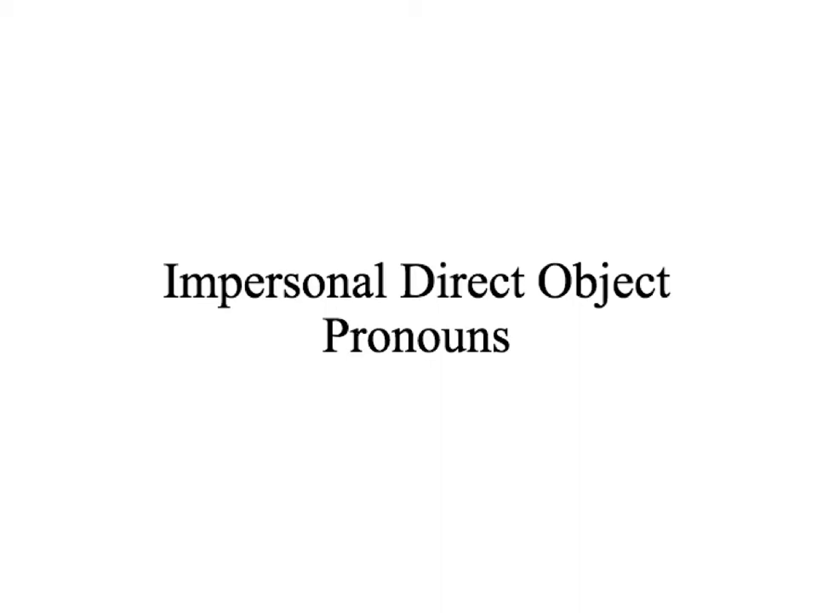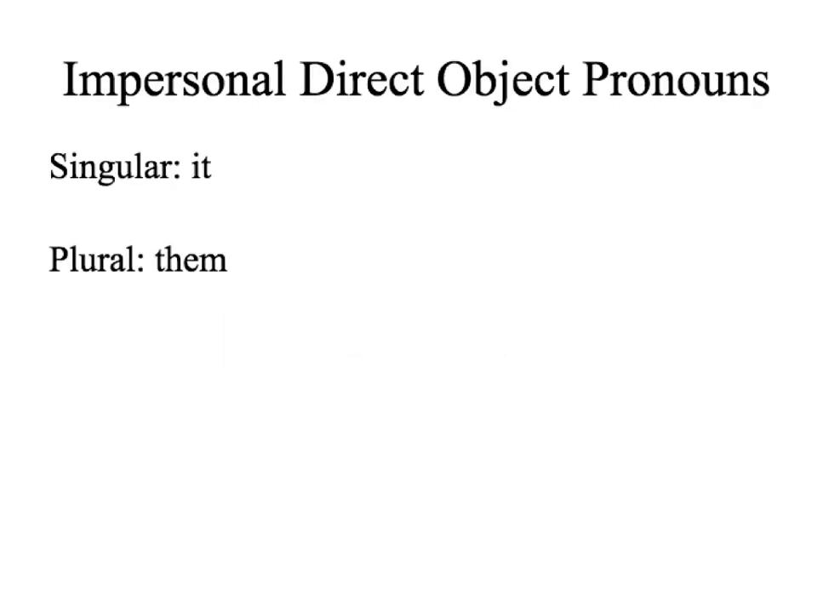Every time I say it, I'm referring to the sandwich, but it sounds much more natural not to repeat the word sandwich that much. For now, we're going to focus on learning impersonal direct object pronouns, which are the ones used to refer to things. As we saw in the sandwich example, a singular direct object pronoun is the equivalent of it. A plural direct object pronoun is the equivalent of them.